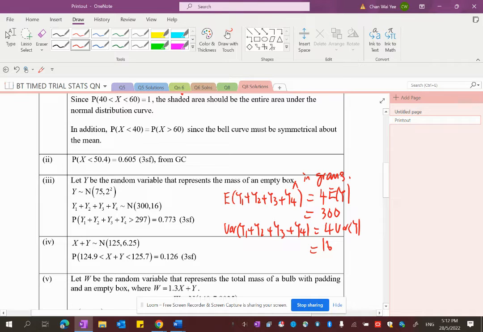Take note for this case, it is Y1 plus Y2 plus Y3 plus Y4, because we are talking about total mass of 4 empty boxes. Please do not use 4Y. 4Y is wrong. 4Y means you have one empty box and you're considering a very huge box, which is 4 times the mass of a typical empty box. Physically there's only one giant box. But here, we're talking about total mass of 4 randomly chosen boxes. So it should be Y1 plus Y2 plus Y3 plus Y4. Take note of this.